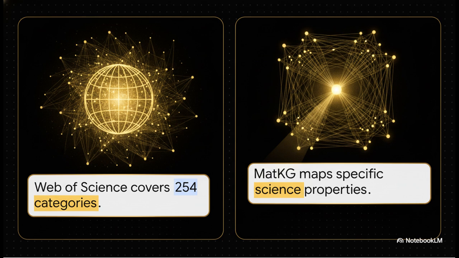This comparison is absolutely crucial for modern researchers. While you might use a broad platform like Web of Science to track huge trends across, say, 254 different subject categories, you'd use a highly specialized tool like MatKG to surgically extract exact quantitative properties. MatKG is actually the largest knowledge graph in material science. It doesn't just do basic keyword searches, it literally maps out structure-property relationships at the embedding level.